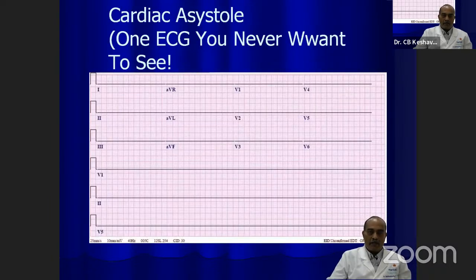So this is one arrhythmia I don't want to see, the cardiac asystole, where there is absolutely no electrical activity, all the leads are flat. One care you have to take is to make sure that the leads are properly connected. You should not declare a patient who has electrical activity as asystole.